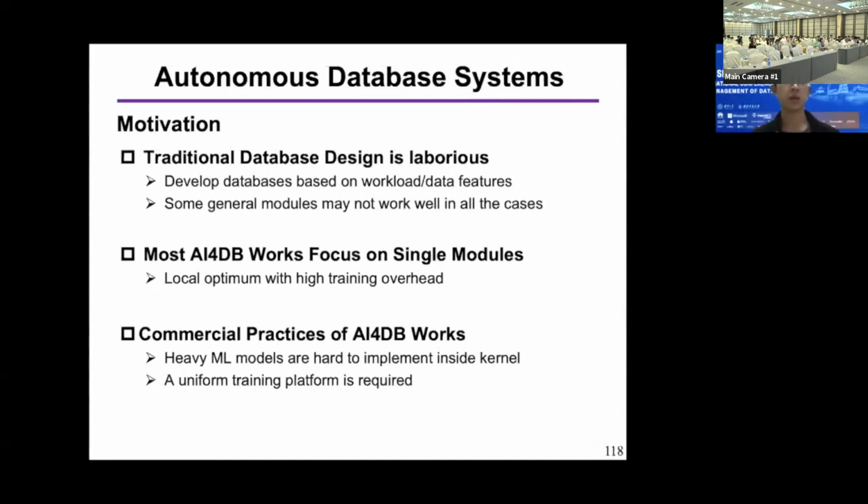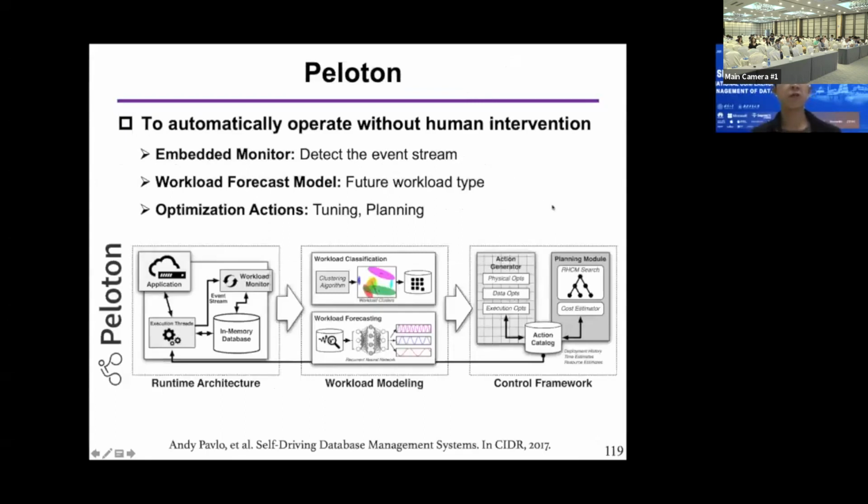Besides, there are some commercial practices of AI4DB works. And we can find that heavy machine learning models are hard to implement inside the database kernels, and a unified training platform is required. So the first vision is Peloton, which Pavlo proposed, to predict the workload arrival rate with clustering and RNN, and deploy the optimization actions based on prediction results. They can optimize databases with actions like knob tuning, index, or materialized view selections.